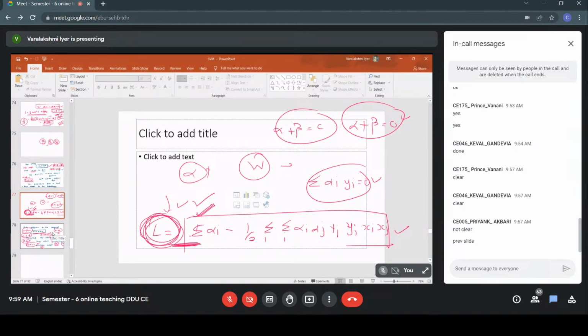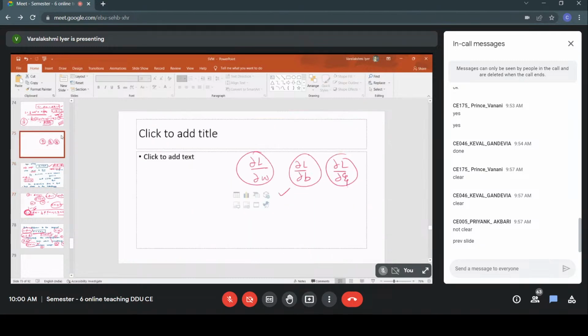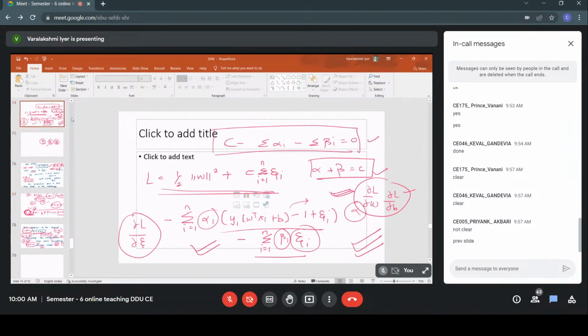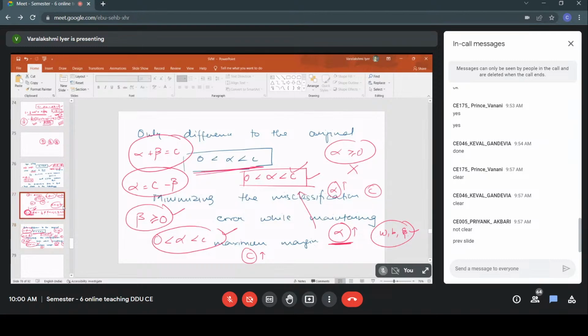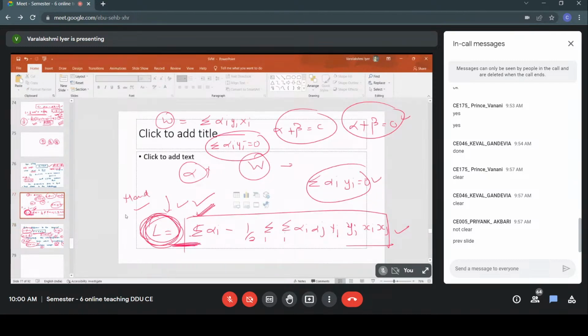Now, if you substitute the values of W that you had obtained, which was summation over alpha i, yi, and xi, and summation of alpha i yi equals 0, into the Lagrangian equation that we have created for this case, then you will get a dual form similar to what we had obtained in the case of hard margin. Now in this case also you have to obtain the value of alpha only.